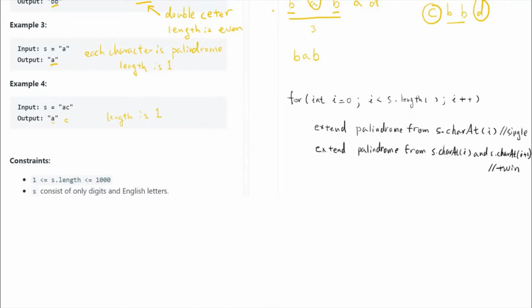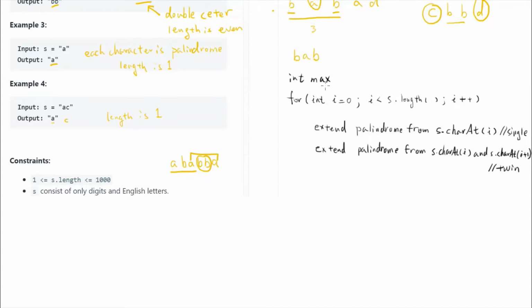For example, if we have a string like this, in this example, not only will we find the palindrome with the center B, we also try to find the palindrome ABBA, which has a twin center. And after we get our palindromes, we will see if the new palindrome we got has a longer length than the palindromes previously found. So we'll keep track of the maximum length.